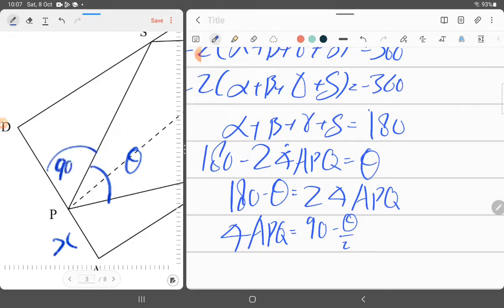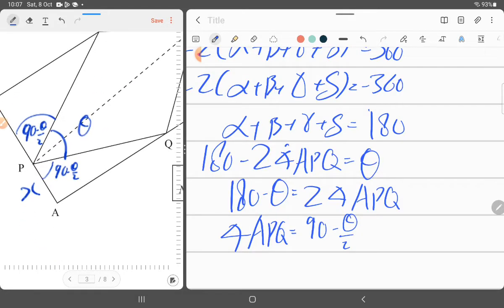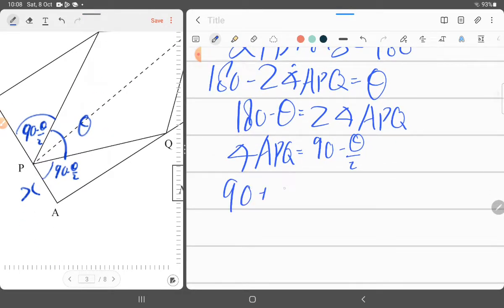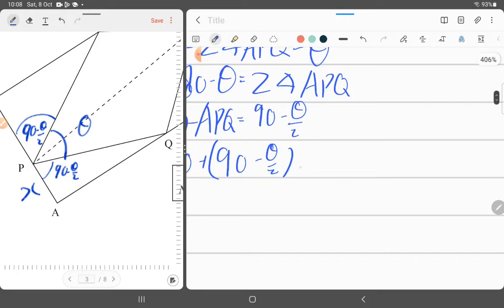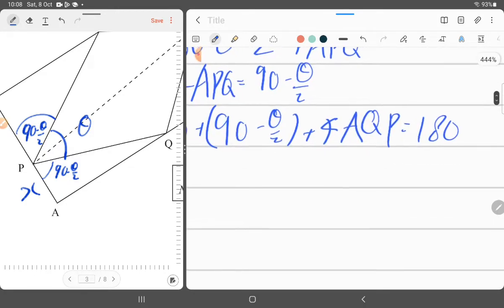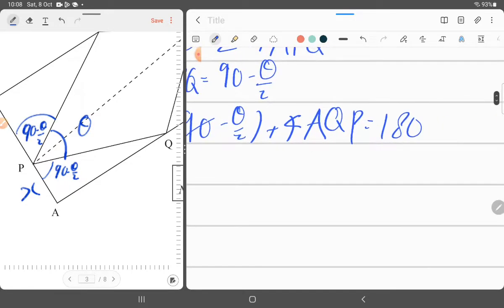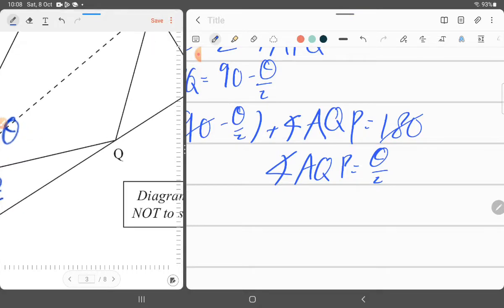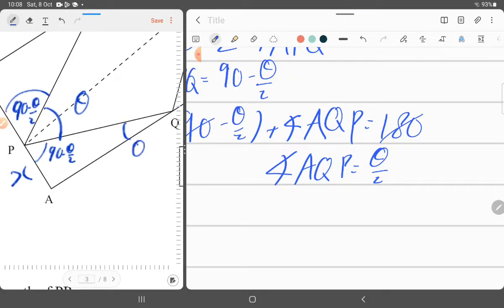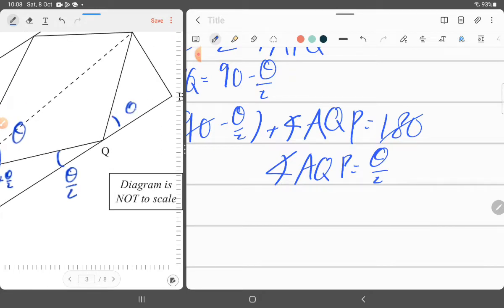This is 90 take away theta over 2. This is also 90 take away theta over 2, plus 90 take away theta over 2, plus angle AQP is equal to 180. 90 plus 90, these two cancel out. So angle AQP is equal to theta over 2.